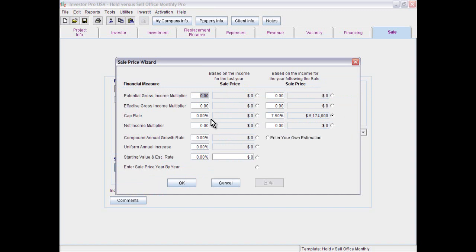And we can base the value on a cap rate in the year of sale, or the more typical way to do it is to use the net operating income in the year following the sale. And that's the method I've chosen. There are many other ways we can set up the sale price, but the most common one is to use a cap rate based on the net operating income in the year following sale. Well, that completes all the entries. Now let's explore and take a look at some of the key hold versus sell reports.